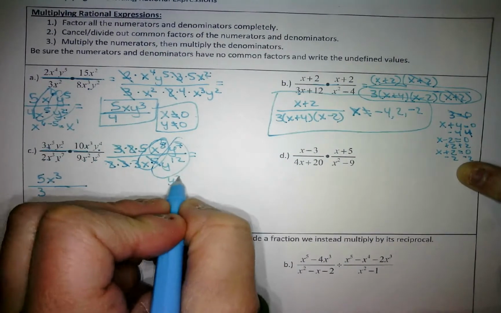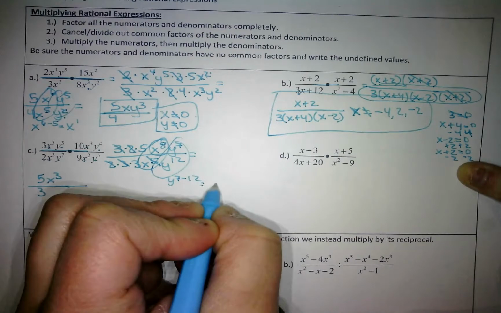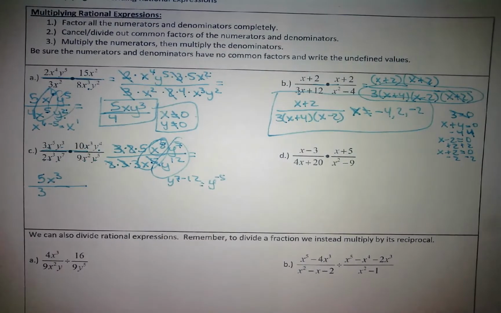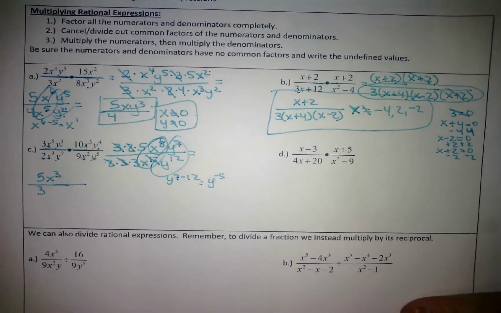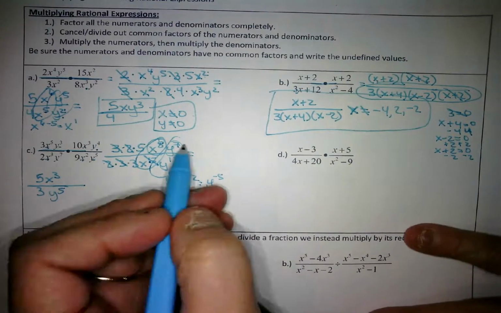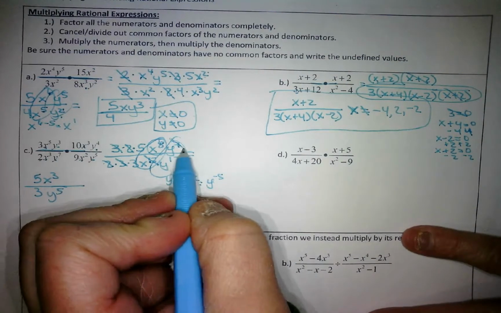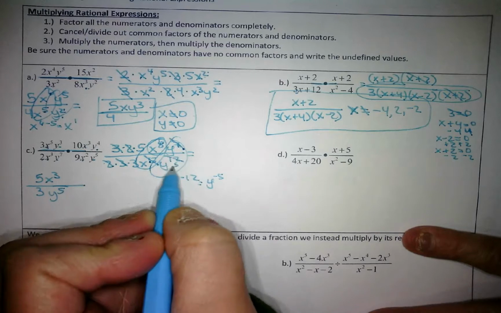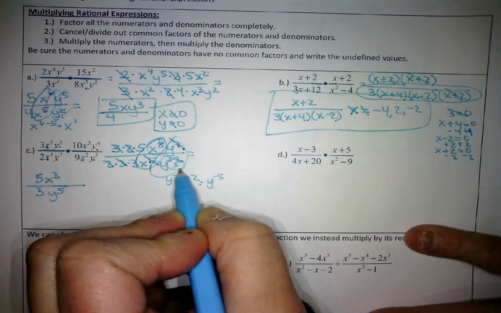So if we did y to the 7th minus 12, we'd get y to the negative 5. But remember, we never keep negative exponents, so that really means there's going to be y to the 5th in the denominator. The other way to look at it is if I can cancel 7 of them here and cancel 7 of them here, I have 5 left down here.